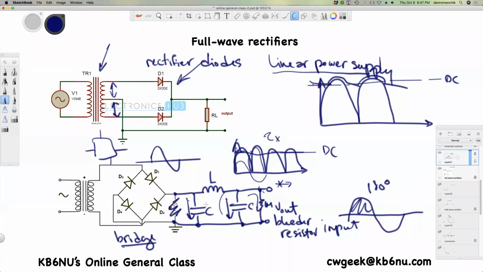So that's the question. Which of the following is an advantage of a switch mode power supply as compared to a linear power supply? Answer: high frequency operation allows the use of smaller components. Any questions about power supplies? All right.